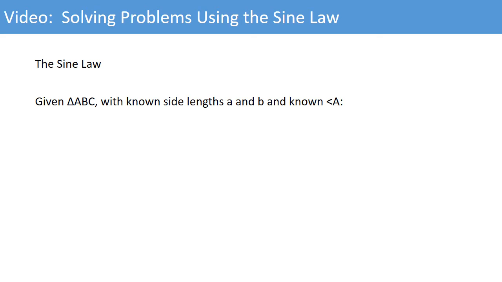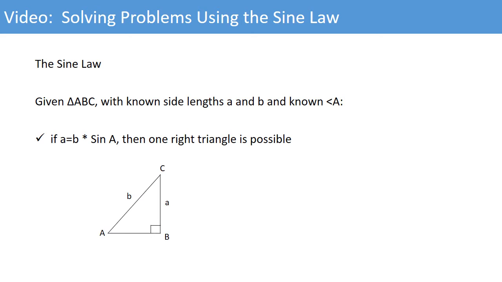Another situation: if we have triangle ABC with known side lengths a and b and known angle A, if a is equal to b times sine A, then one right angle triangle is possible. And of course, it would look like this.